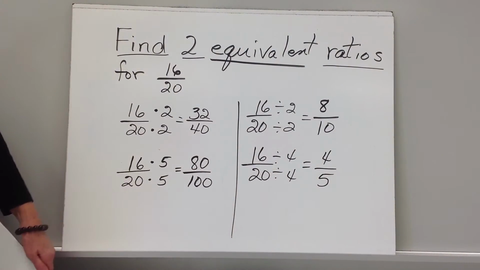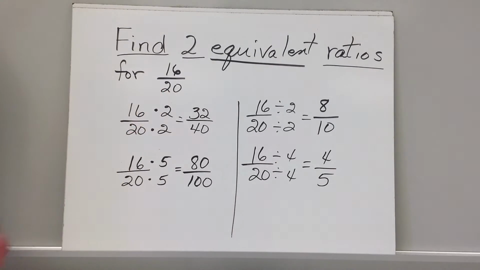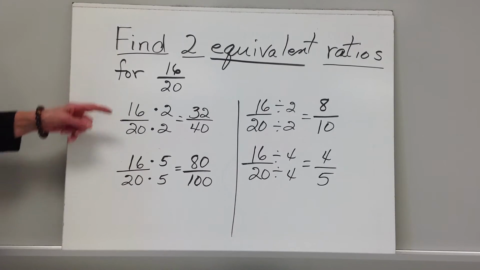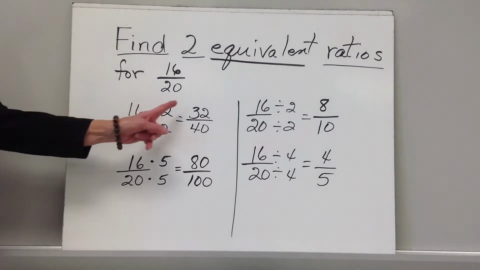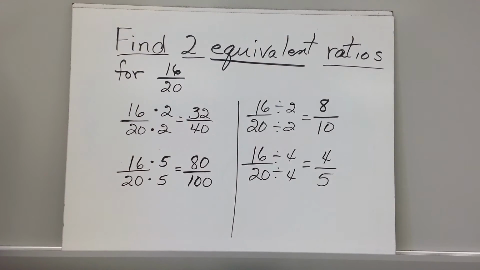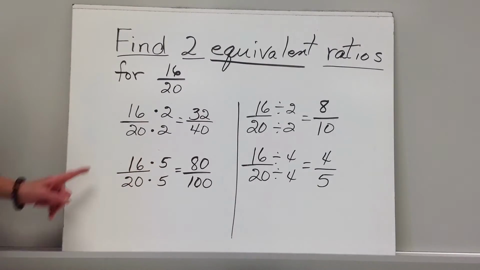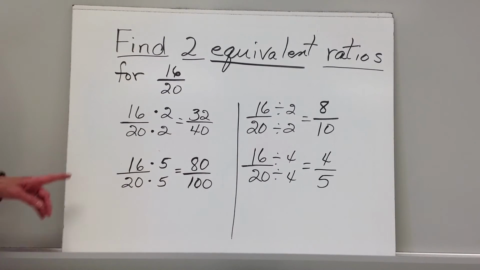Let's take an example. Suppose we were supposed to find 2 equivalent ratios for the fraction 16 over 20. Well, I could take 16 over 20 and multiply both numerator and denominator by 2 and get the fraction 32 over 40. That would be equivalent to 16 over 20. Or maybe I want to multiply by 5 over 5. Multiply 16 by 5 and get 80, 20 by 5 and get 100. 80 over 100 is equivalent to 16 over 20.